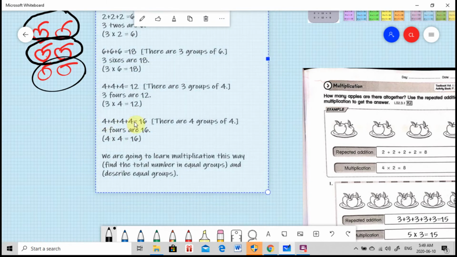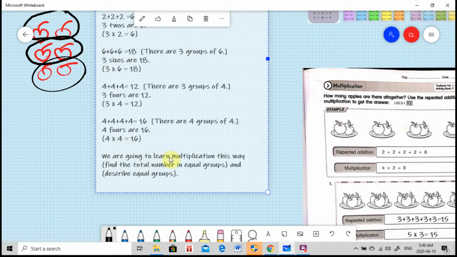Now what about this one? Same thing. How many groups do we have? 1, 2, 3, 4. We have 4 groups of 4. So what we do is we take 4 times 4, which is 16. 4 groups of 4, so 4 times 4 is 16.